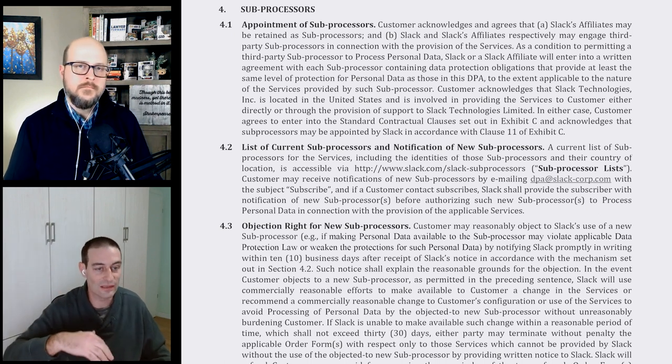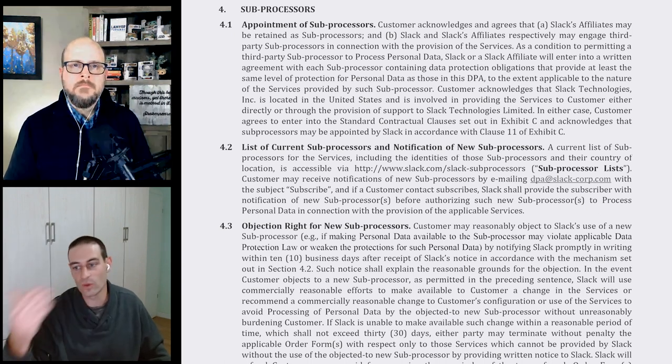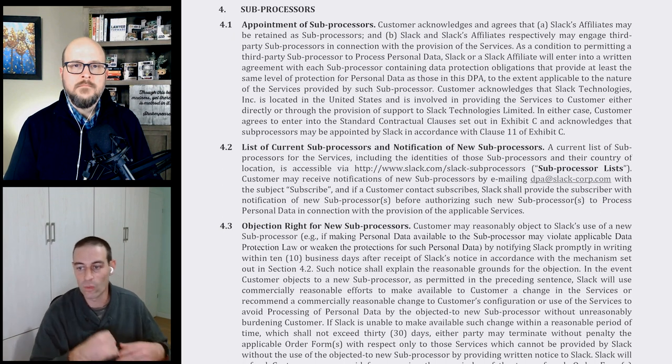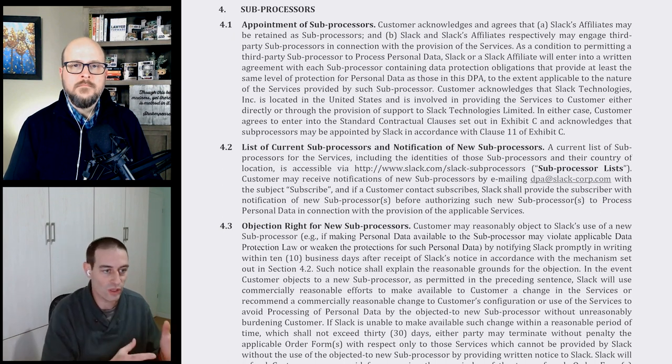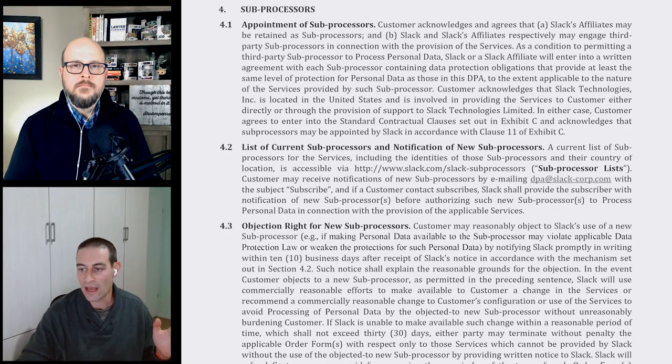And then the question is, once they notify, if you object, what happens then? What's the recourse? Usually what they'll do is they'll say, we'll try to find a solution for you without using that subprocessor that you're objecting to. And if not, you'll have the right to terminate the agreement.